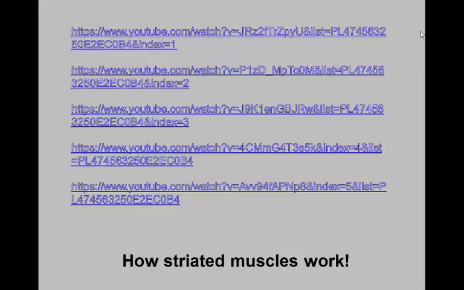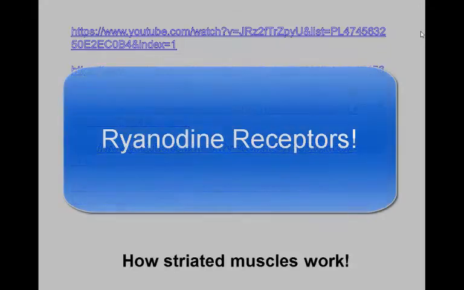Now, another thing that wasn't illustrated in here is that insects have an interesting system, which are called ryanodine receptors. And basically what these ryanodine receptors is that they are packets inside of those muscle bundles that contain calcium.